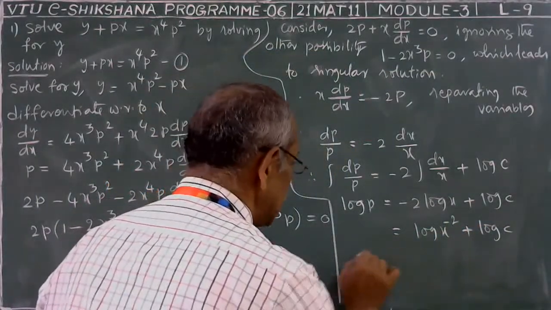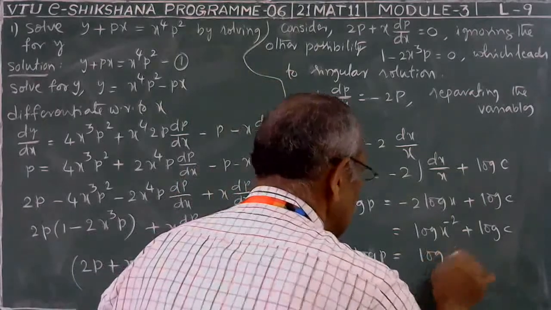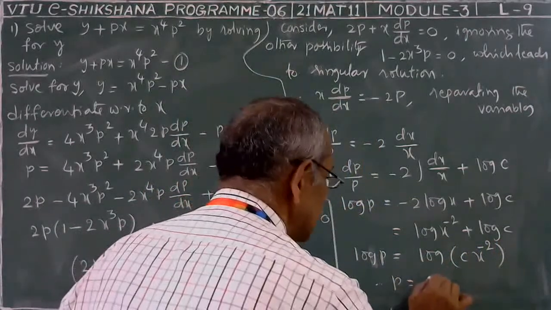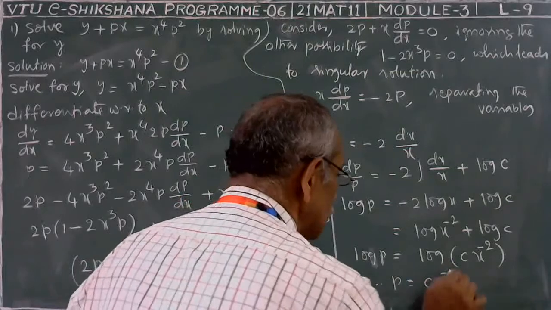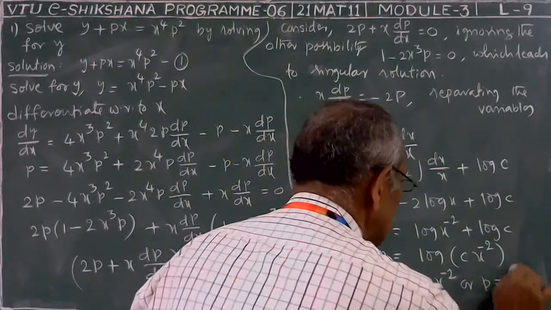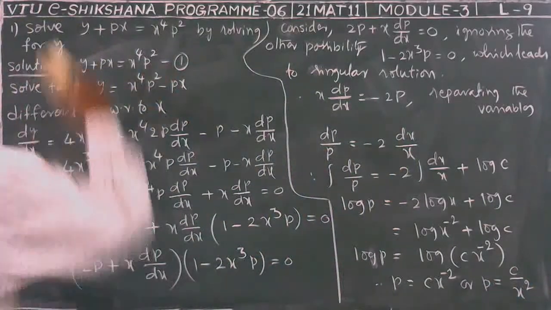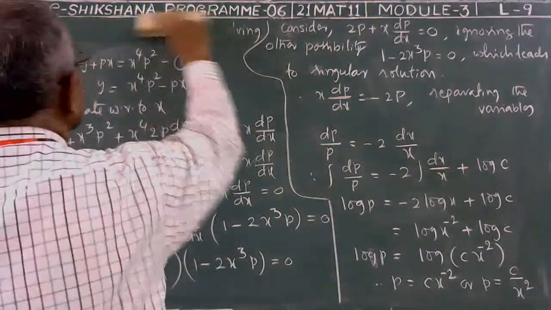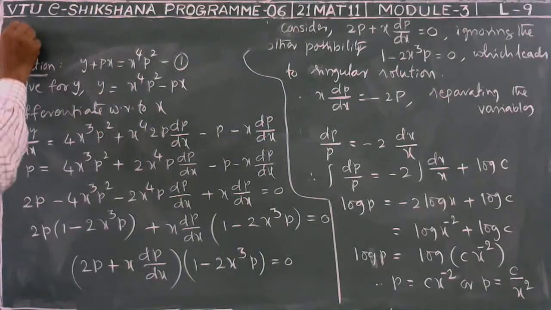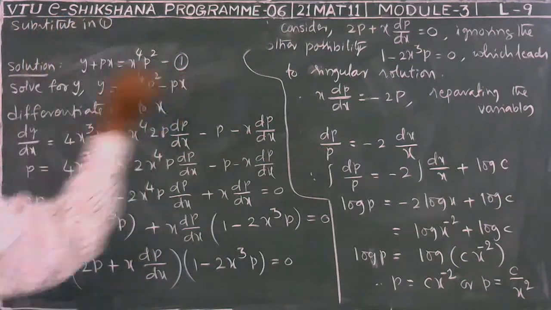So therefore log p is equal to log of c into x power minus 2. Therefore p is c into x power minus 2, or p is equal to c divided by x square. Now, let me substitute this in equation 1.